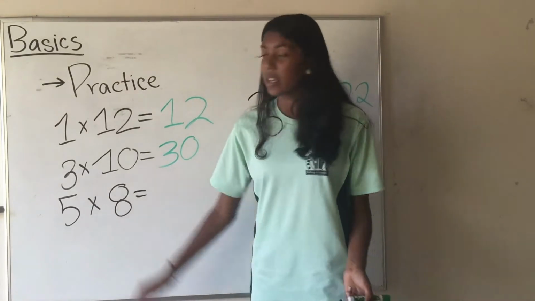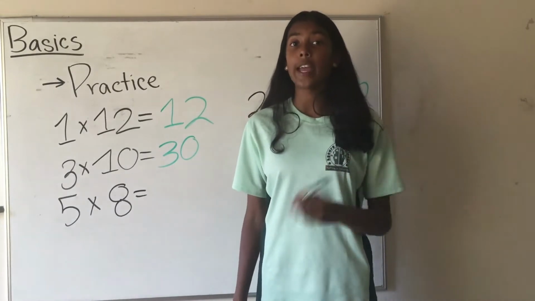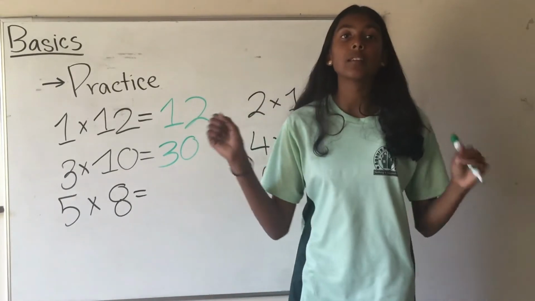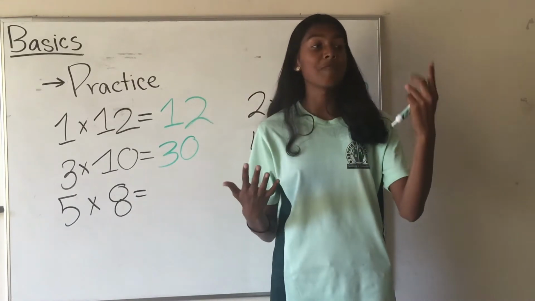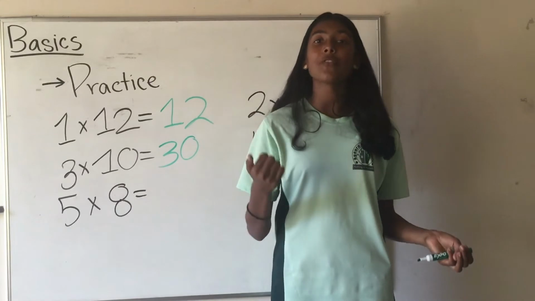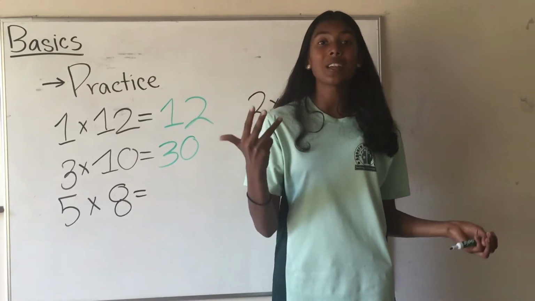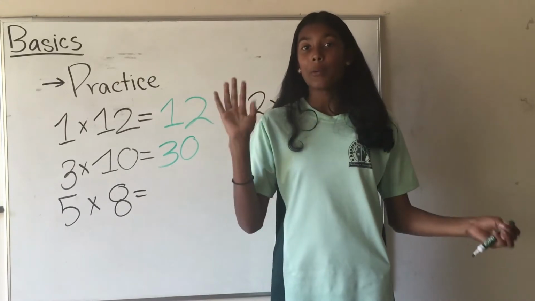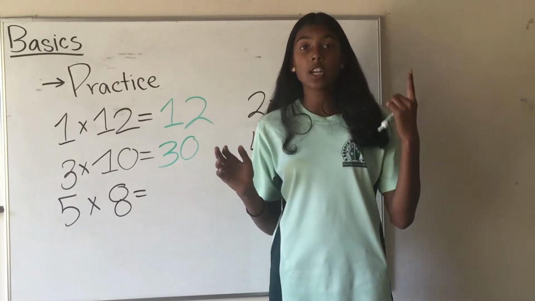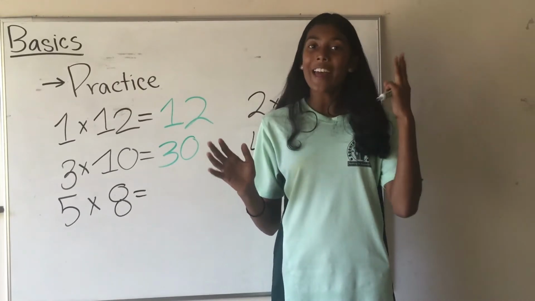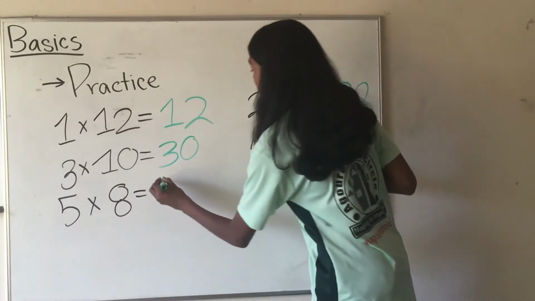So let's try using repeated addition for 5 times 8. We're going to add 5 to itself 8 times. I'm not going to write it, but we're doing 5 plus 5 plus 5 plus 5 plus 5 plus 5 plus 5 plus 5. 5 plus 5 is 10, plus another 5 is 15, plus another is 20, plus another is 25. We're at 25 now, and we have 3 more 5s to add. 25 plus 5 is 30, plus another 5 is 35, and adding our last 5, we get 40. So 5 times 8 is 40.